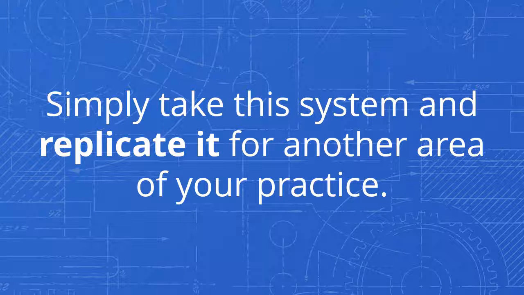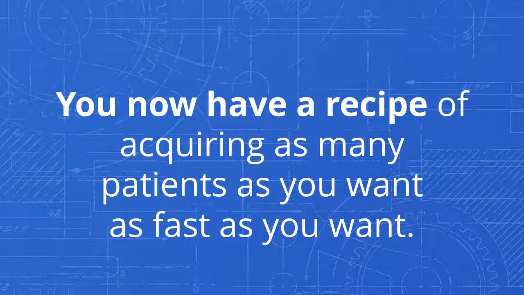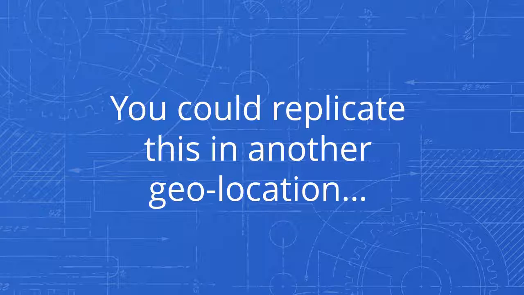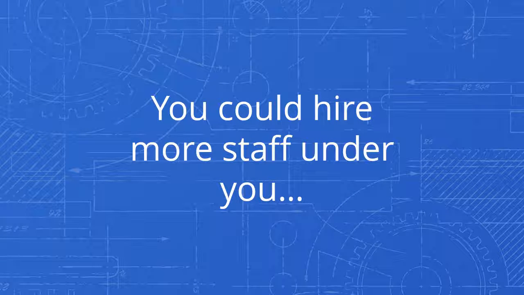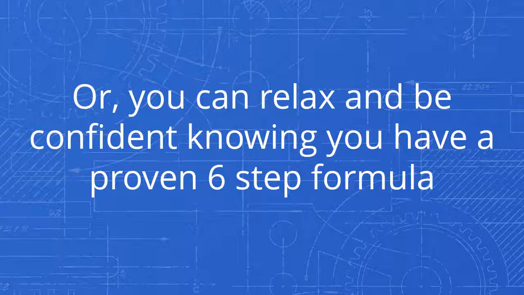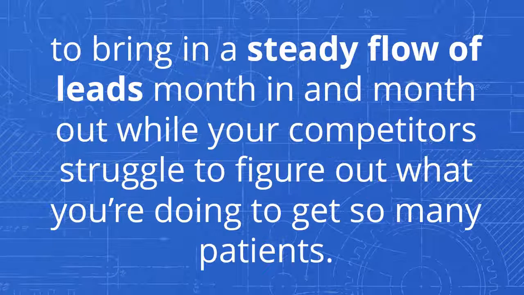Simply take this system and replicate it for another area of your practice. That's all there is to step 6. You now have a recipe of acquiring as many patients as you want, as fast as you want. You could replicate this in another geolocation. You could hire more staff under you. Or you can relax and be confident knowing you have a proven 6-step formula to bring in a steady flow of leads month in and month out while your competitors struggle to figure out what you're doing to get so many patients.